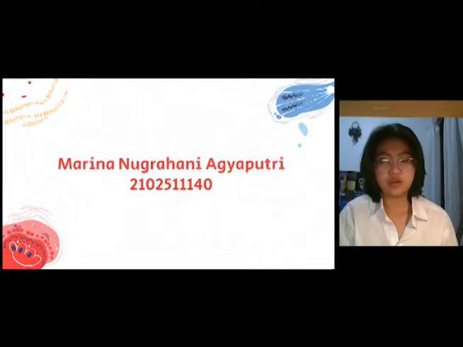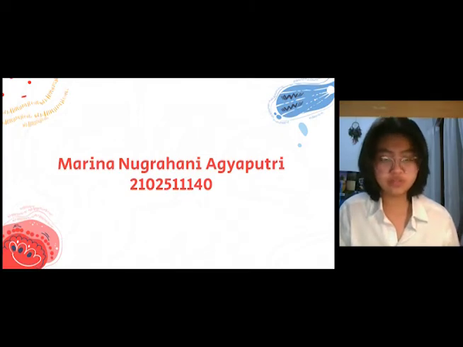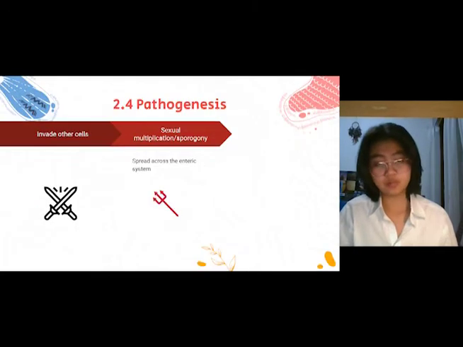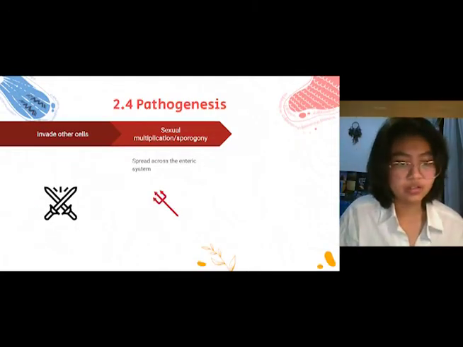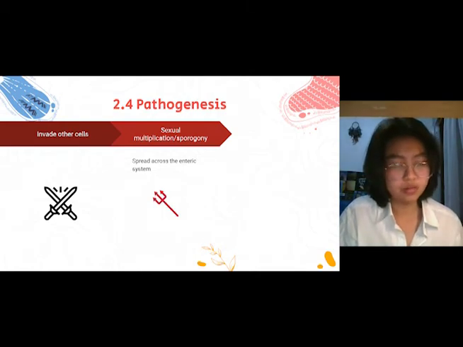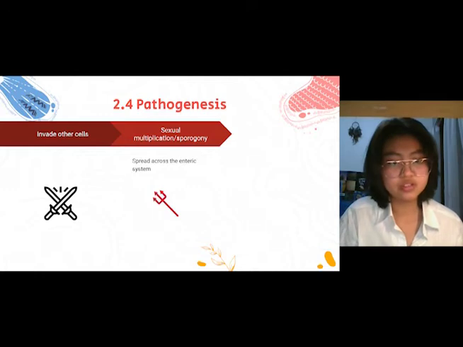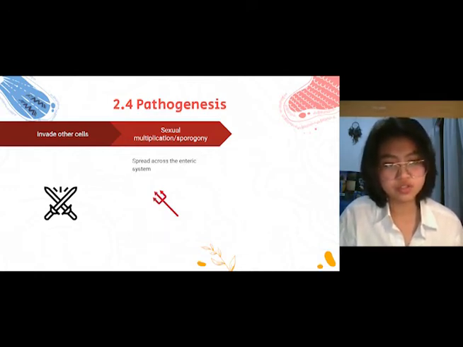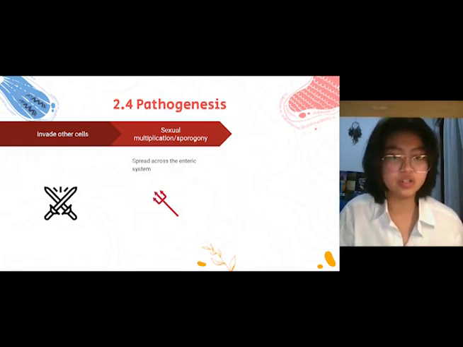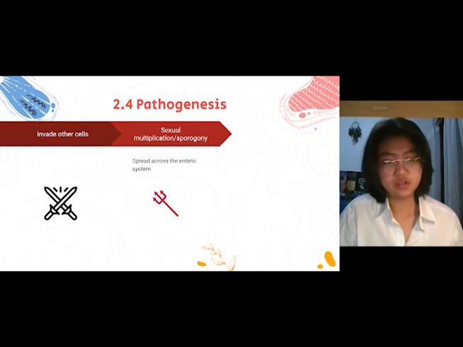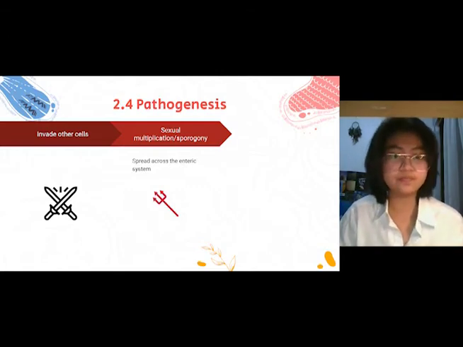will occur. Okay, before I continue, let me introduce myself. My name is Marina with the last two digits 140. After they transform and multiply, they will invade other cells. And after they invade other cells, sexual multiplication or sporogony occurs, producing oocysts, and they will spread in the entire system. The oocysts outside the host mature and reach the infection stage 2 to 3 days after. These oocysts tend to be resistant and active for months. That's all for me. Thank you.